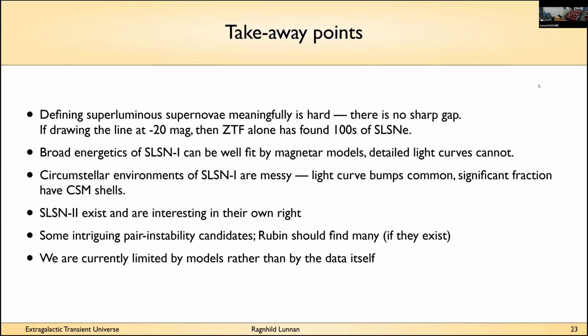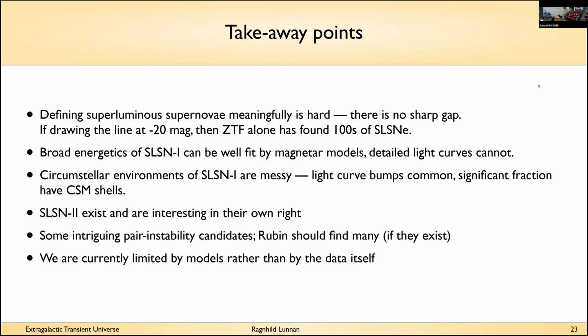The general energetics of the hydrogen-poor ones can be fit by magnetars, but I would say these detailed light curves definitely cannot. And perhaps related to that, it seems the circumstellar environments of these type 1 superluminous supernovae are rather messy.